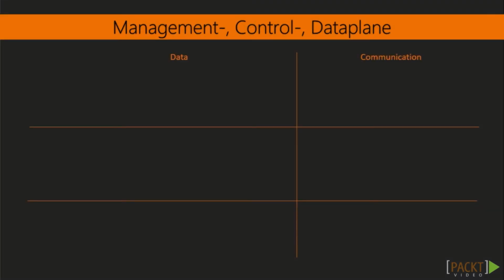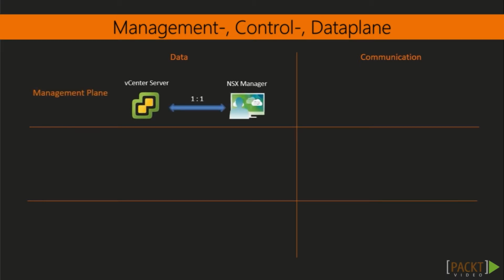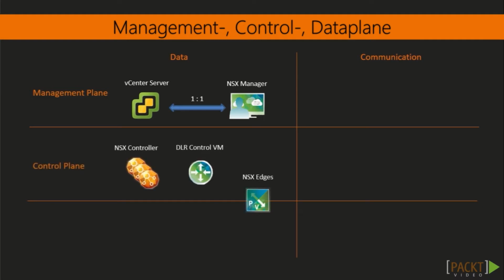Let's start with the management, control, and data plane. We have two sections. We call them data and communication. So for the data in the management plane, we have the vCenter server and the NSX manager. These two always form a one-to-one relationship. That means that a vCenter server can have only one NSX manager attached, and one NSX manager can only be connected to one vCenter server.